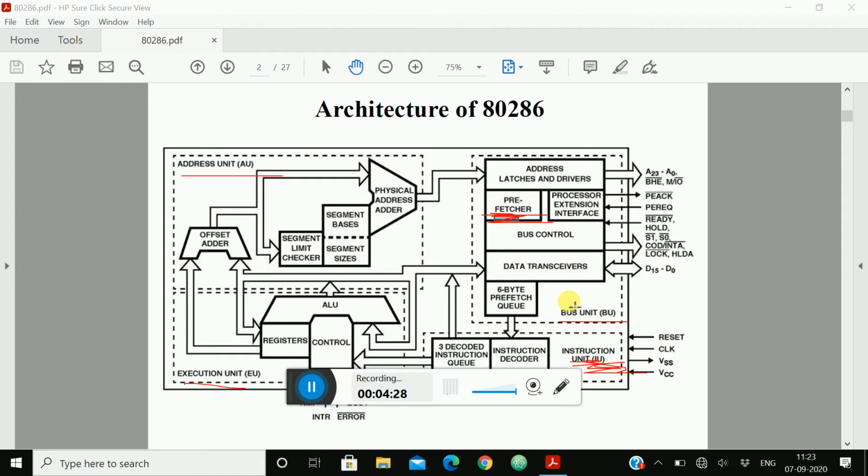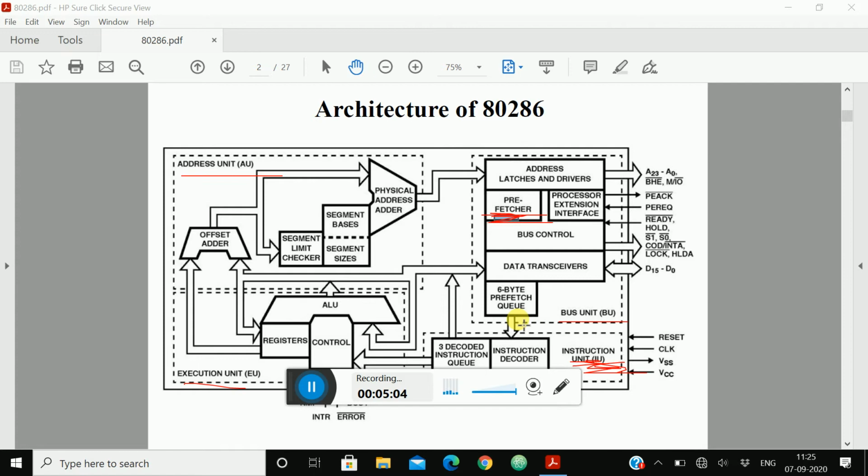Now one thing everyone should know is that 80286 has a 24-bit address line, and the 80286 has two modes of operation. One is the real mode and the other is the protected virtual address mode, which is also called PVAM mode.